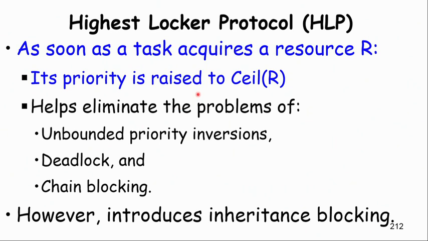The protocol is simple. Once the ceiling values are associated with resources, each time a task acquires a resource, it inherits the ceiling priority, and then when it completes processing with the resource and releases it, it gets back its earlier priority. This protocol helps to overcome the problems of unbounded priority inversion, deadlock and chain blocking, but then it creates a new problem which is called inheritance blocking.